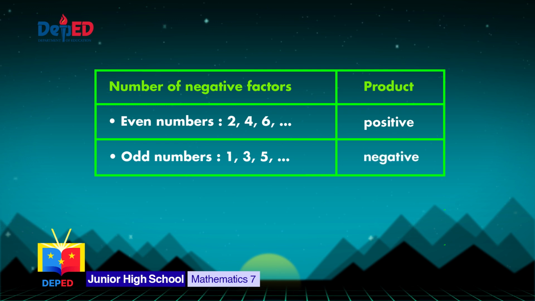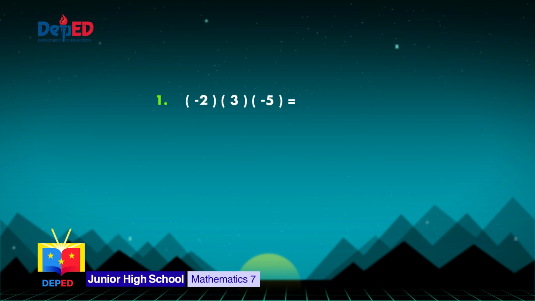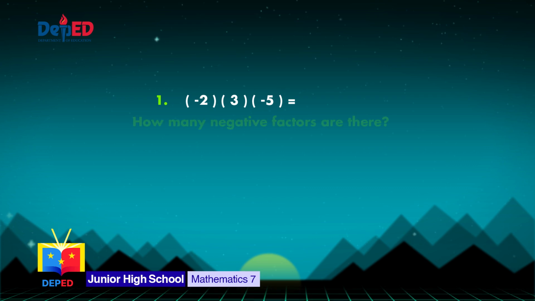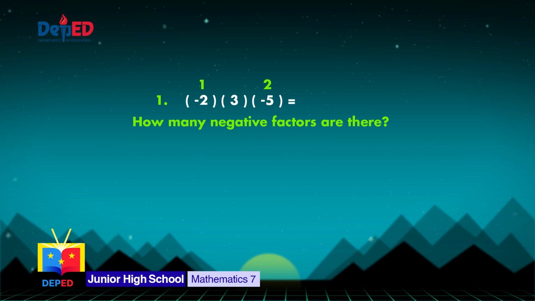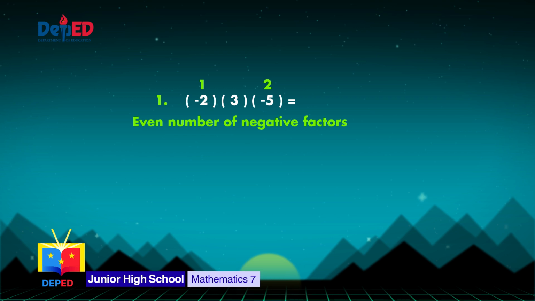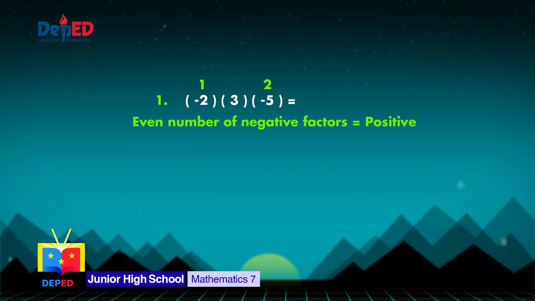Say for example, negative 2 times 3 times negative 5. How many negative factors are there? We have 2. And 2 is even. Since it is even, the sign of the product is positive. And 2 times 3 times 5 is 30. The answer is positive 30.